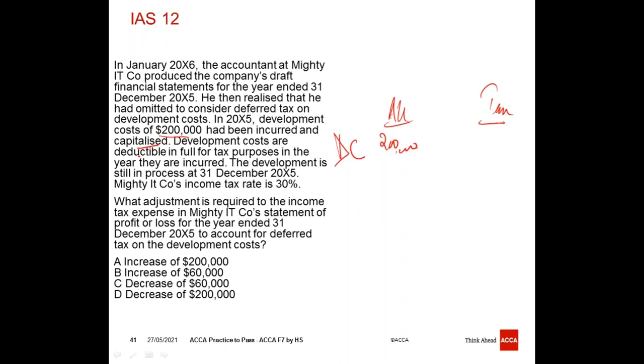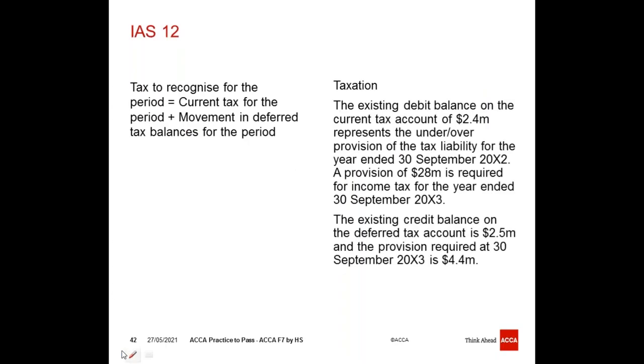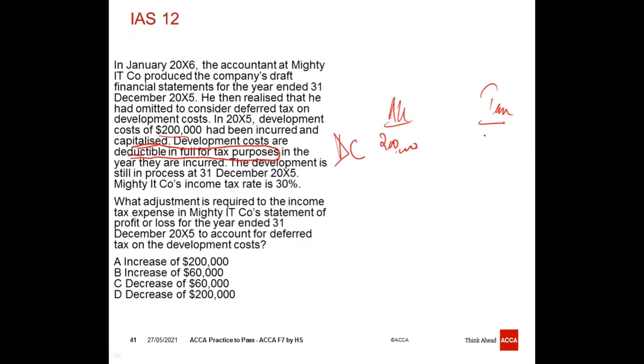Development costs are deductible in full for tax purposes. The meaning of this sentence is that taxation authorities charged the development cost as an expense. So the carrying amount of the asset in the books of the taxation authority is zero. Now you can see that the carrying amount is greater than the tax base. There will be a taxable temporary difference of 2 lakh. 2 lakh into 30%, we get the value of 60,000. So it increased by 60,000. Is it clear?